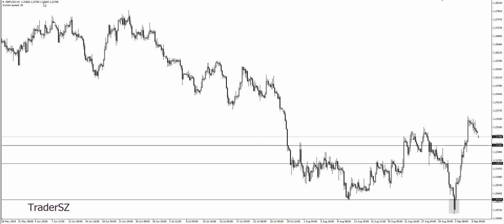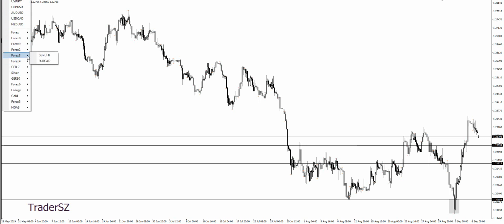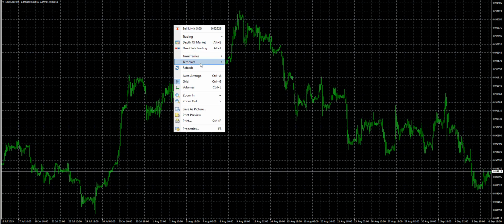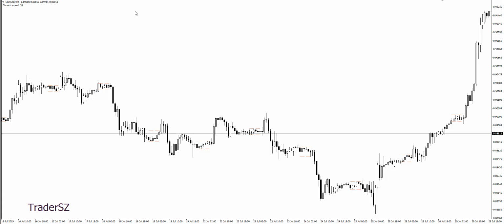So let's go with a random pair. I'm gonna run a pair right now. What pounds did we see before? Euro GBP. Now we have looked at Euro GBP recently, but let's look at this for example.